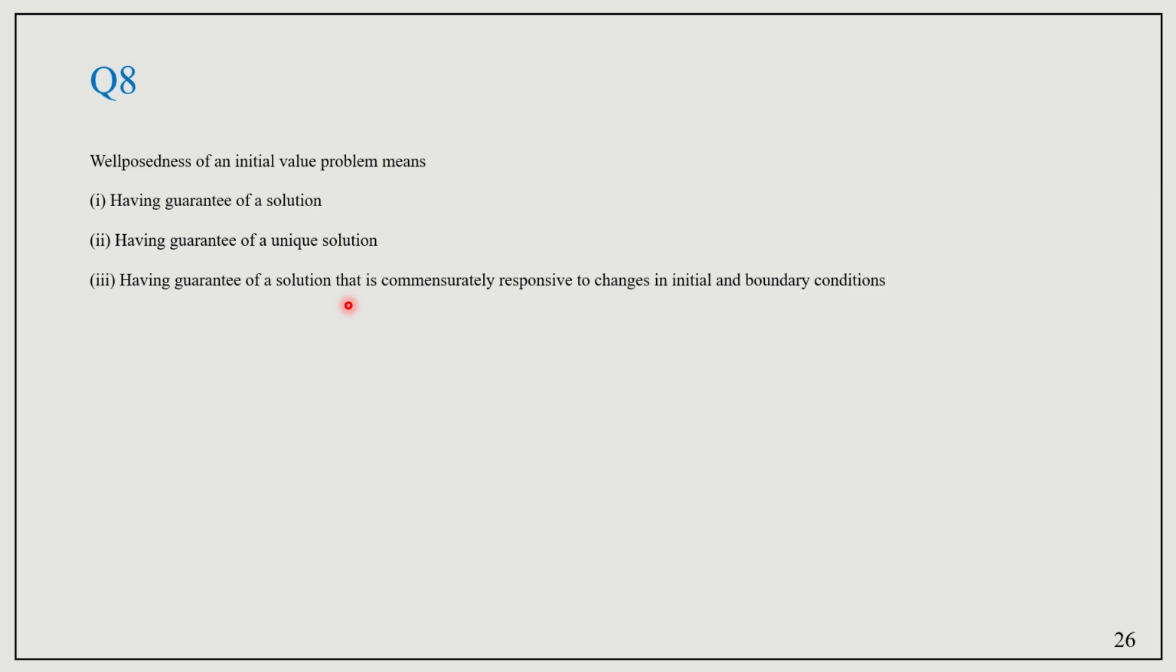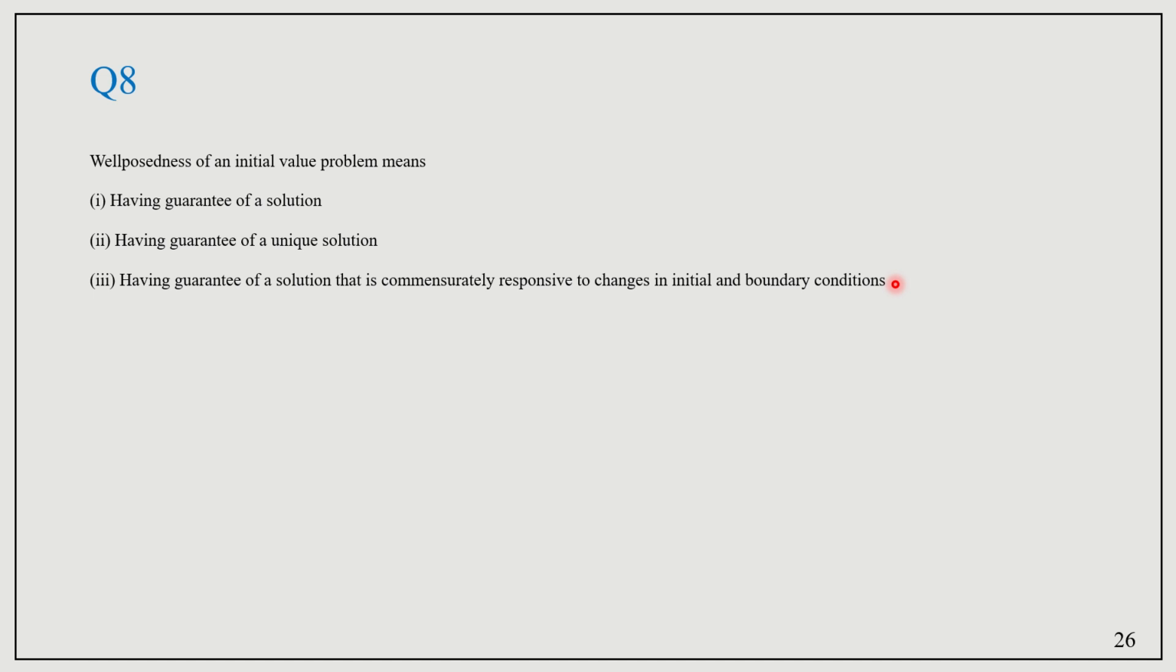And third one, having guarantee of a solution that is commensurately responsive to changes in initial and boundary conditions. Again, the third statement is true because we need a guarantee that it is responding very well when we change the initial conditions and the boundary conditions. It should not be fixed for that specific initial or boundary conditions. So it should not be that case.